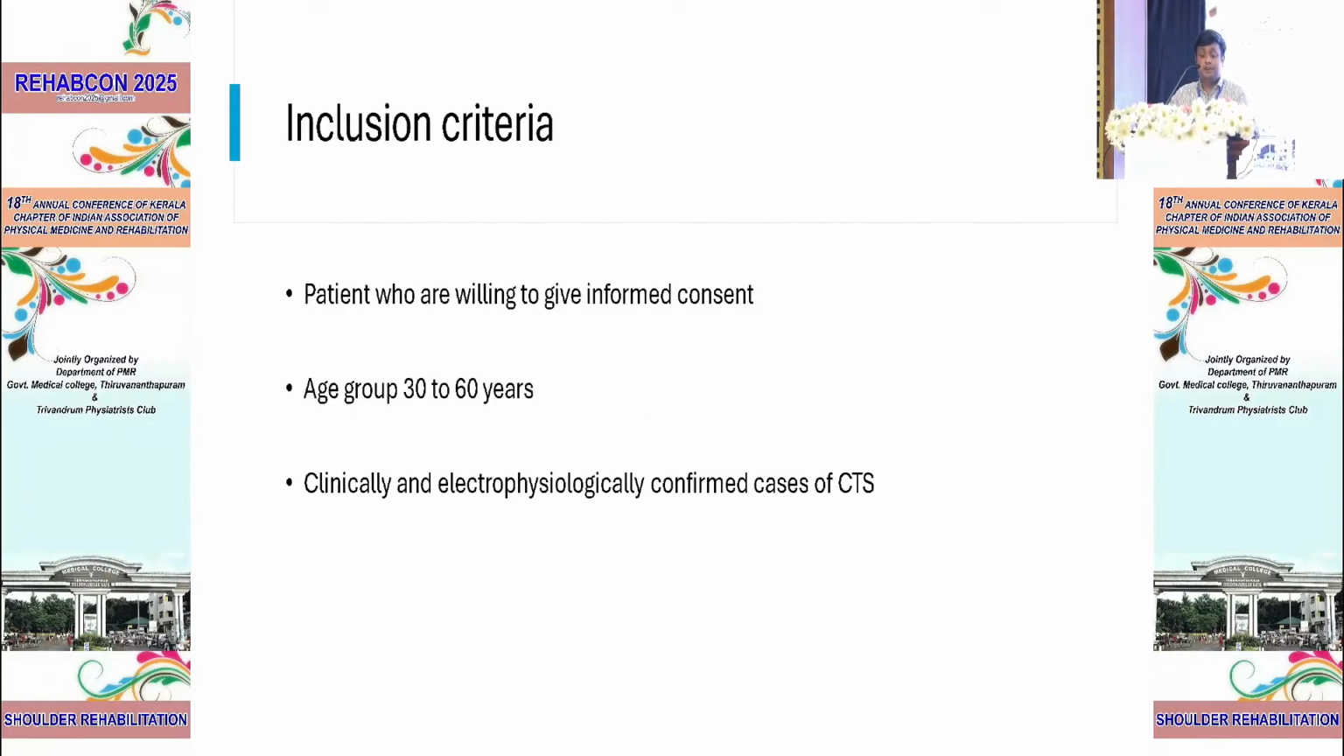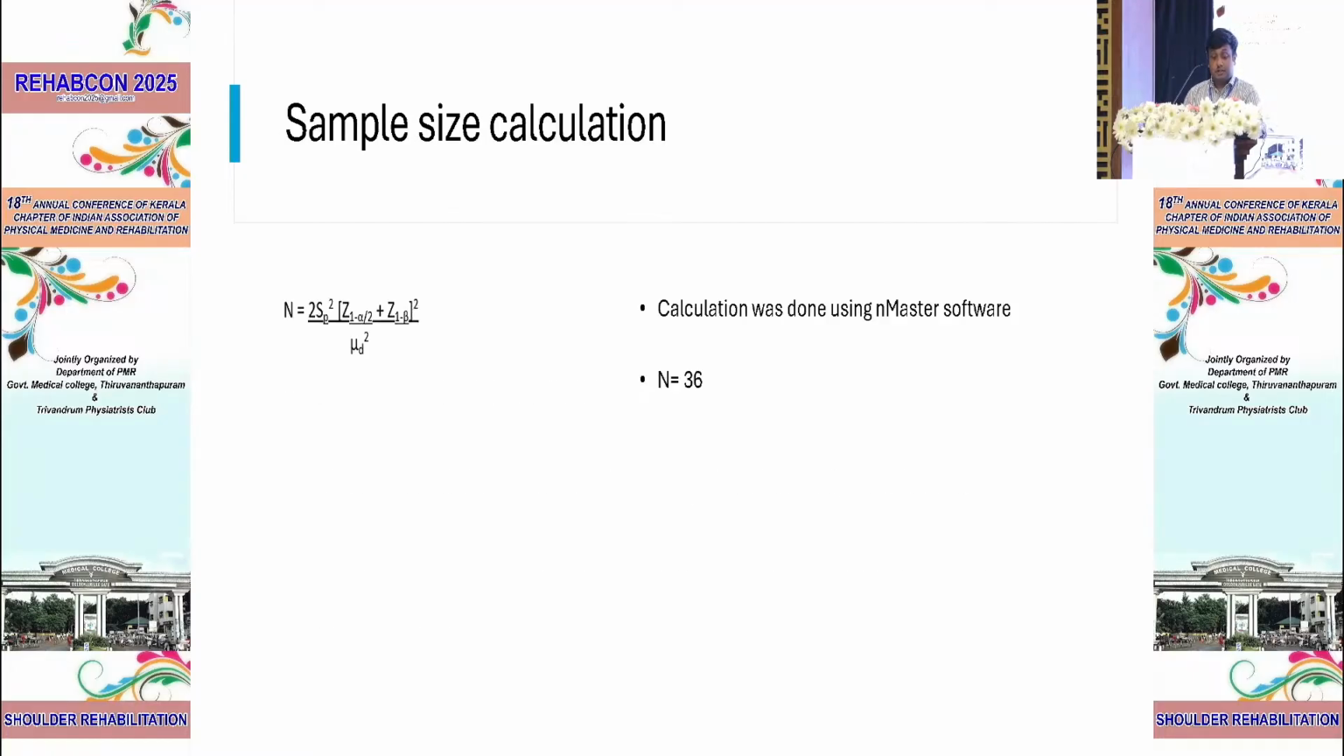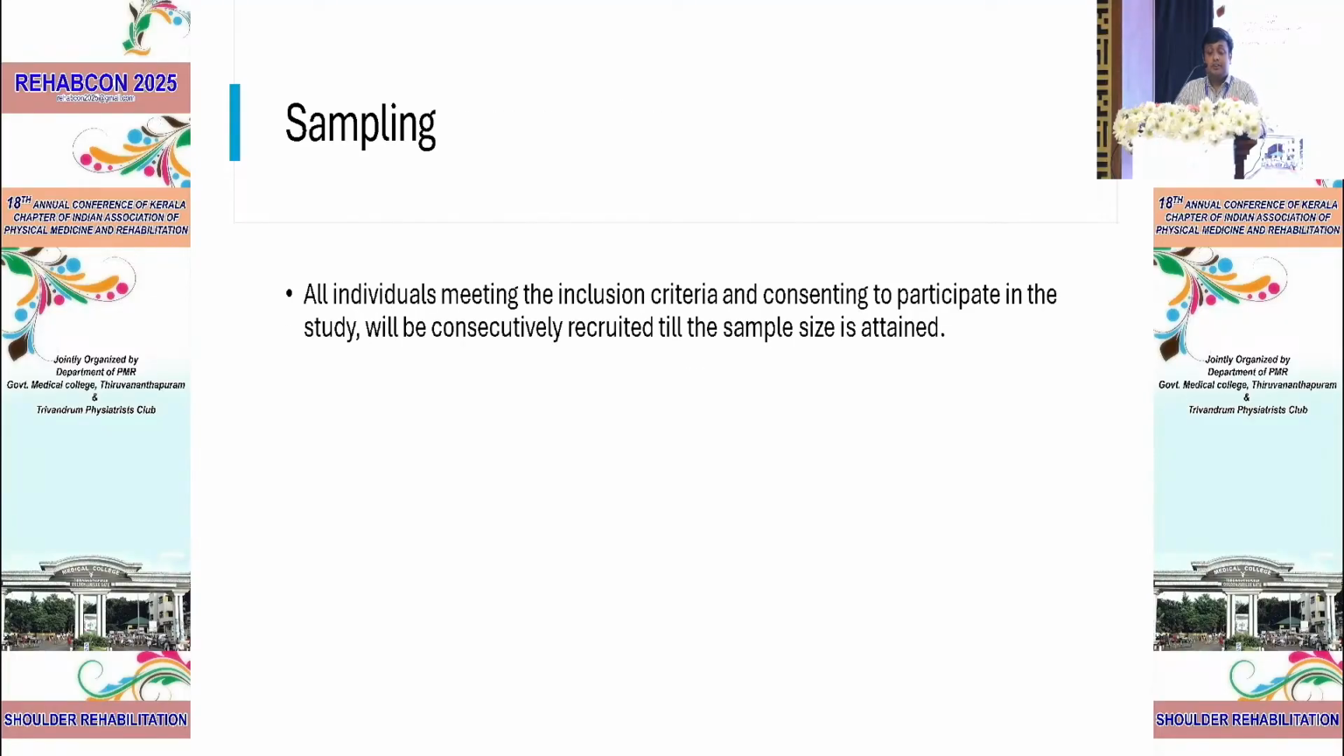Inclusion criteria: patients who are willing to give informed consent, age group between 30 to 60 years, clinically and electrophysiologically confirmed case of CTS. Exclusion criteria: history of prior fracture and trauma, history of carpal tunnel surgery, patients having systemic disease which cause neuropathy complications such as RA and hypothyroidism. Sample size was calculated, N is 36, and sampling was done. All individuals meeting the inclusion criteria and consenting to participate in the study are consecutively recruited till the sample size was attained.